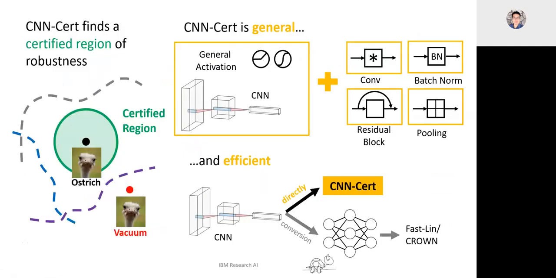So this is the slide where we try to conclude what is the difference between CNN-Cert and the previous works. So what CNN-Cert is doing is it can provide general network architecture. So I would say it can support state-of-the-art machine learning architectures that usually include batch normalization, pooling, and residual blocks. And CNN-Cert is relatively more efficient than CROWN or Fast-Lin because CNN-Cert is really using convolution operations on CNNs. And instead, for Fast-Lin and CROWN, when we were developing them, we usually convert them back to multi-layer perceptrons. So CNN-Cert avoids this conversion and makes the computation more efficient.